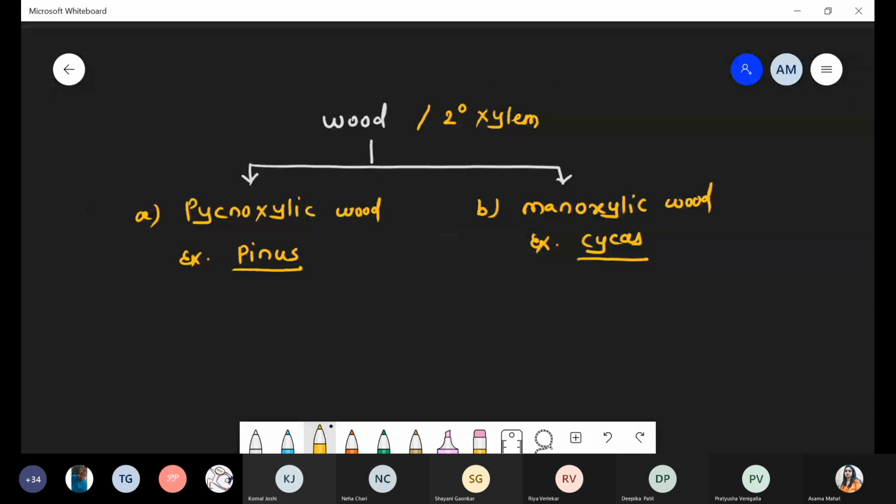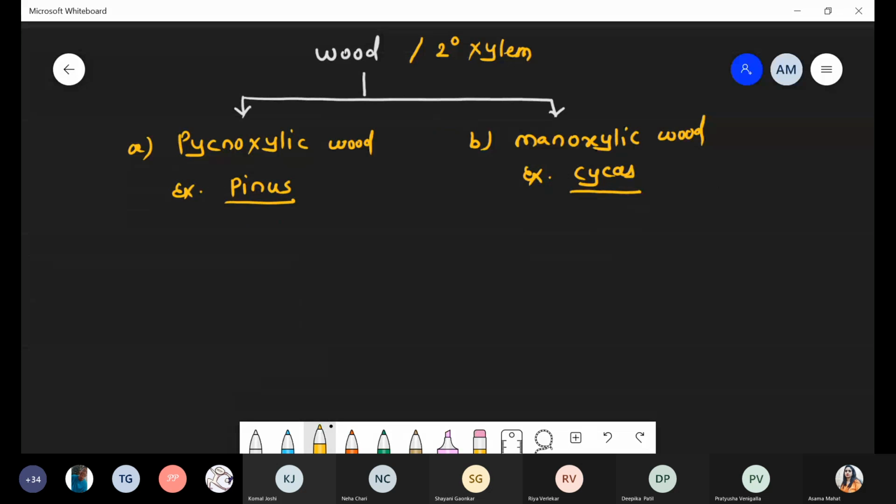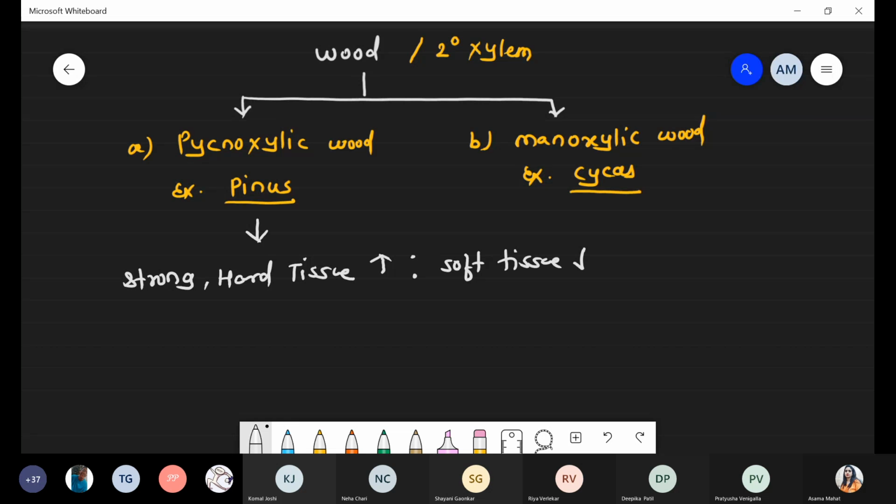When you talk about pycnocyclic wood, it means this wood has commercial value because it's a good quality wood. Why is it good quality? Because inside this pycnocyclic wood, the strong and hard tissues are present in high concentration, and the soft tissues are present in low concentration.